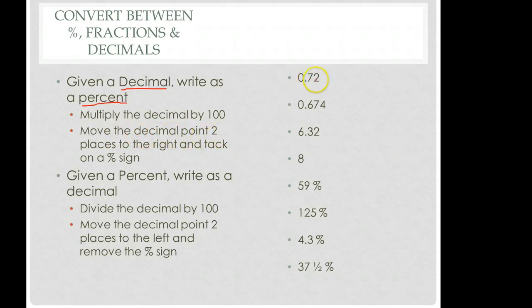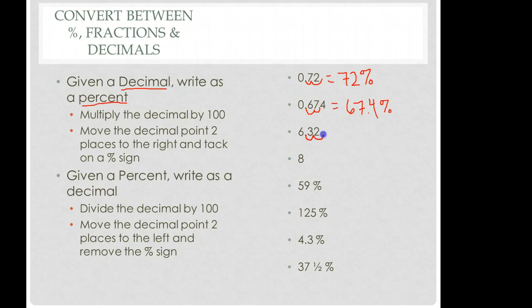So if I, for instance, want to turn 0.72 into a percent, I move the decimal point 2 places to the right, because 0.72 times 100 is 72. So I take 72 and then I tack a percent sign onto the end of it. So 0.72 is the same as 72%. 0.674, again, I move the decimal point 2 places to the right. That's the same as 67.4%. So move the decimal point 2 places to the right, tack on a percent sign.